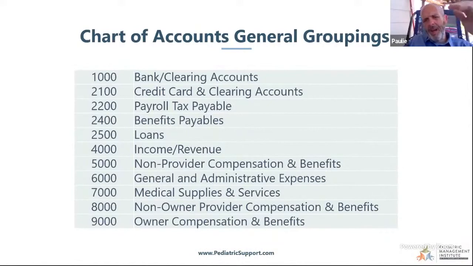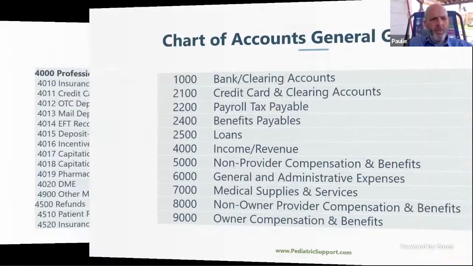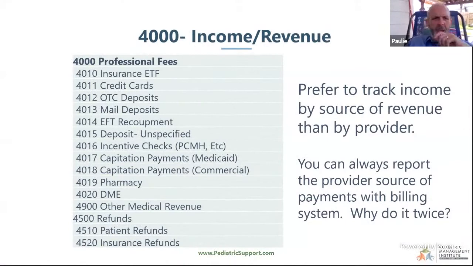4,000 is going to be your income. 5,000 we're going to use for non-provider. So these are the first digits of all the different types of buckets. And I'm about to show you, we're going to go through some of these. We're not going to hit every single detail, but I did share with Jan, she is going to make available a spreadsheet of all of these different general ledger chart of account numbers and identifiers if you want to use it going forward. So income.